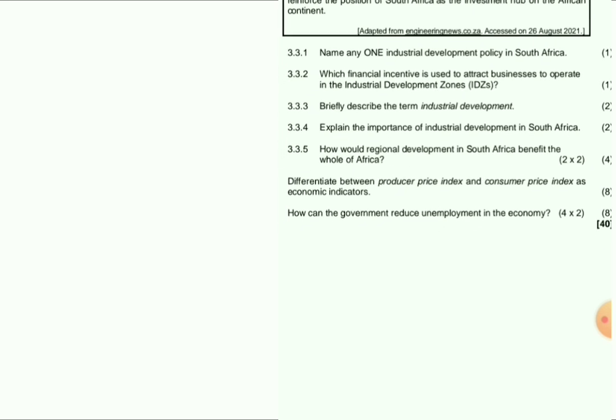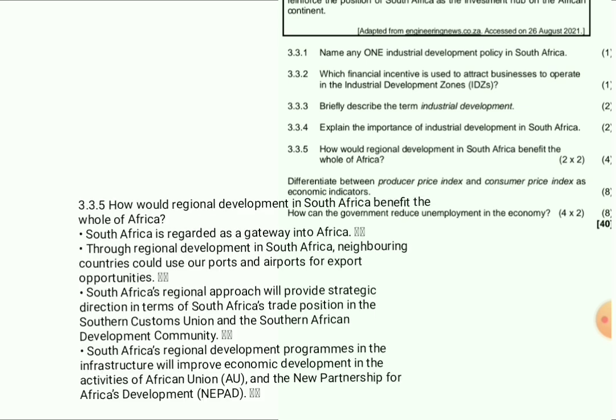How will the regional development in South Africa benefit the whole Africa? Now we talk about the whole Africa. South Africa is regarded as a gateway into Africa. That's first of all. That's the easiest 2 marks that you can get.